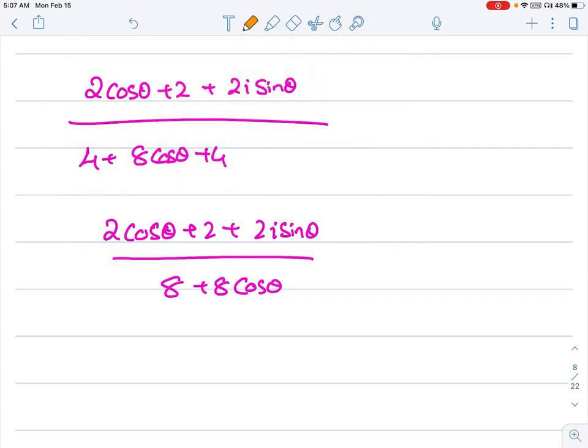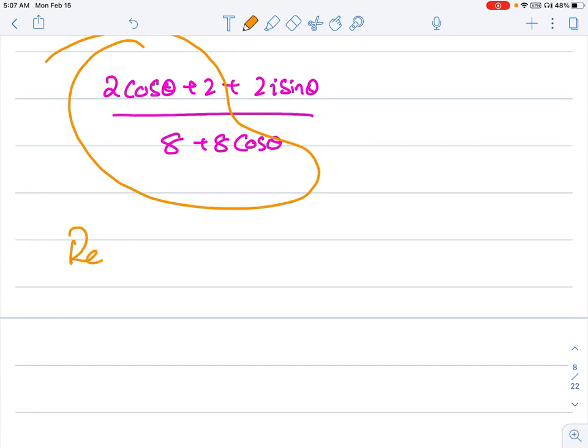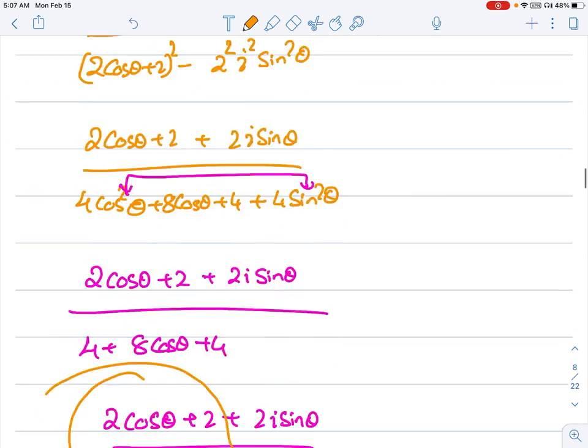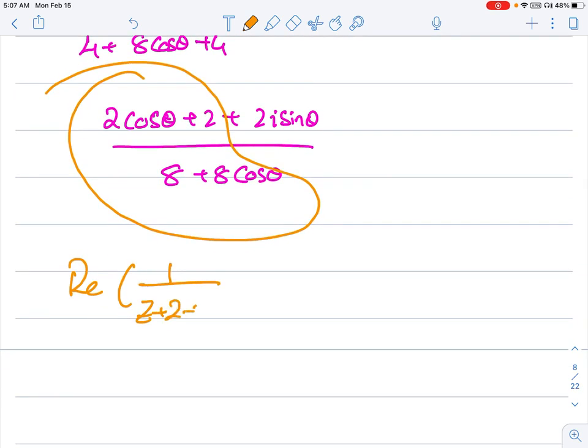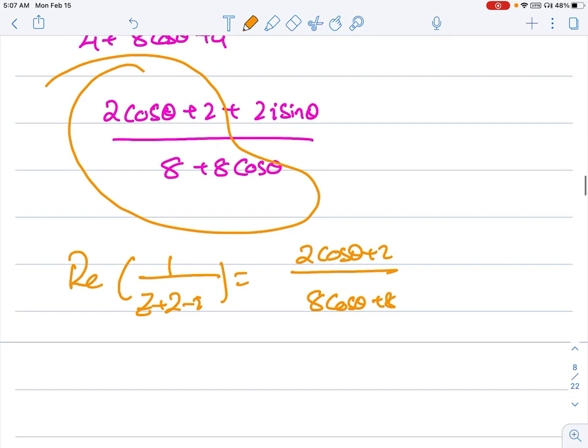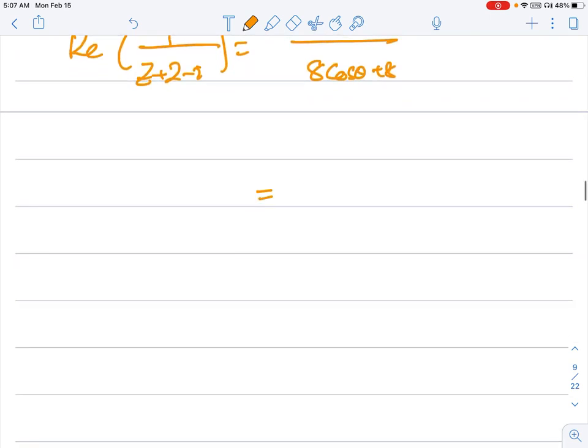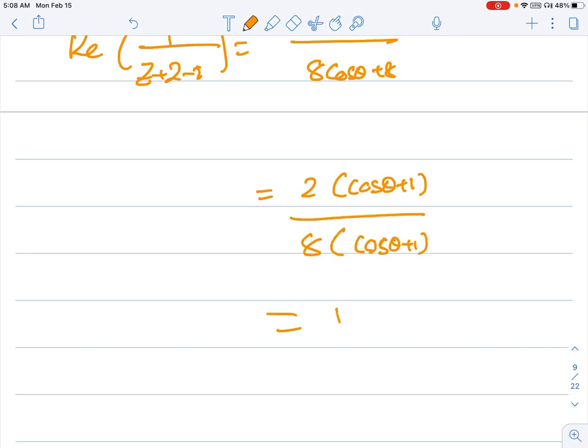What is the real part? The real part is this one. So you have to write the real part of 1 by z plus 2 minus i is equal to 2 cos theta plus 2 divided by 8 cos theta plus 8. So take 2 common, cos theta plus 1, take 8 common, cos theta plus 1, they get cancelled and I get 1 by 4, which is a constant. No theta at all.